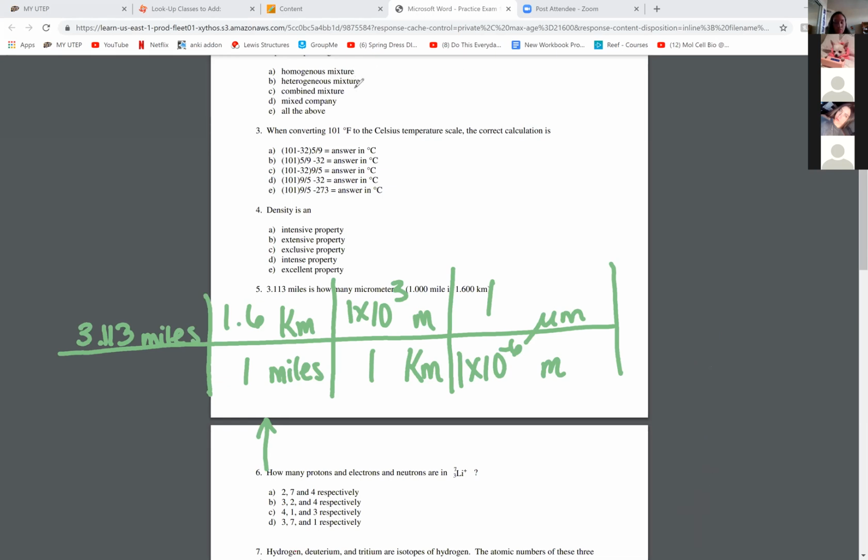Is the answer 0.004980? 0.004980, like this? Yeah. Is that what everybody else got? Okay, so what are the other answers that you guys have gotten? Here, let me put it in my calculator.